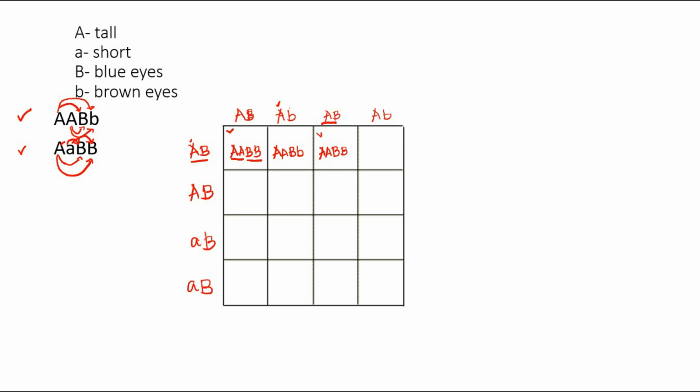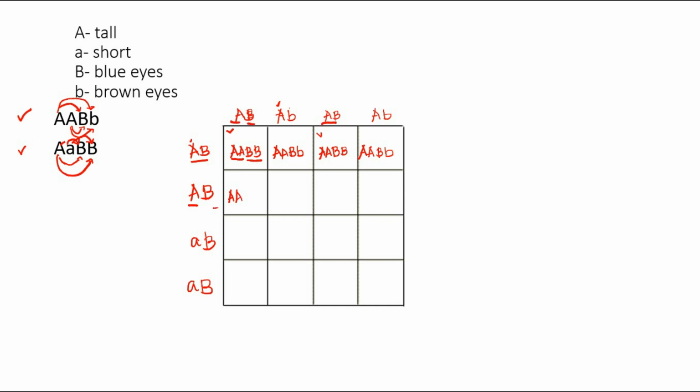Now let's go to the fourth box. That will be dominant A and dominant A, then dominant B, and then recessive b. So basically the fourth box is also the same with the second box. You will have a tall person with blue eyes, but the color of the eye is heterozygous. Now let's go to the next row. So that will be AA. So you get this one, AA.